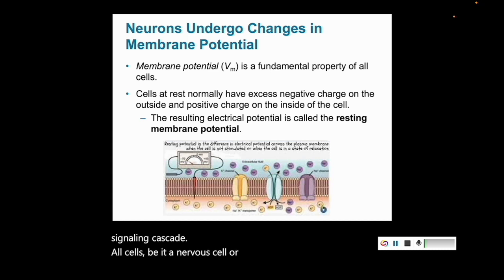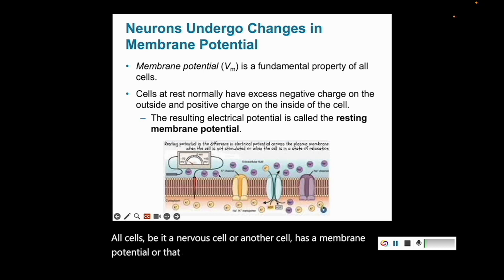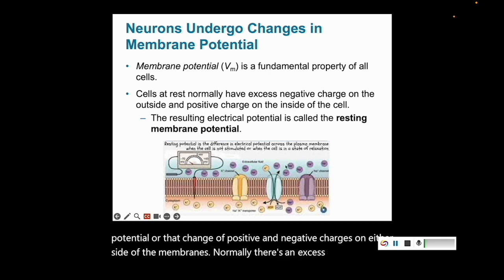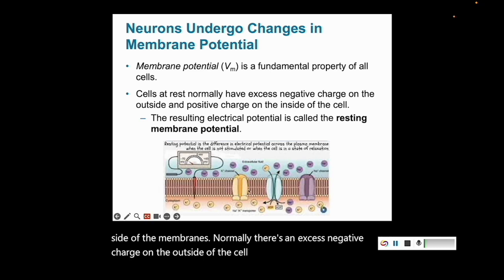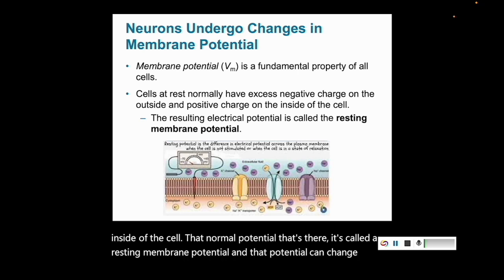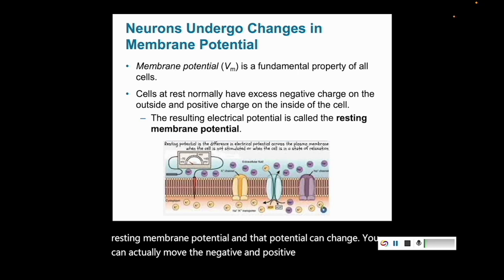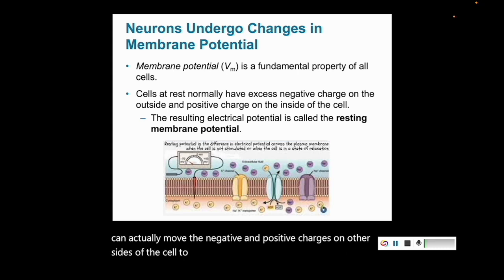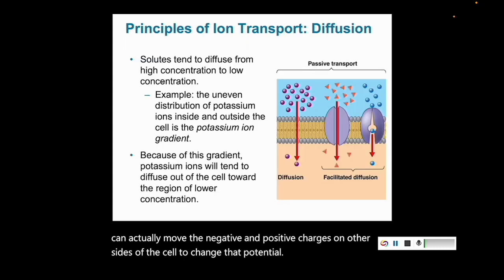All cells, be it a nerve cell or another cell, have a membrane potential, or that difference of positive and negative charges on either side of the membrane. Normally, there's an excess negative charge on the inside of the cell and a positive charge on the outside of the cell. That normal potential is called a resting membrane potential. And that potential can change. You can actually move the negative and positive charges to other sides of the membrane to change that potential.